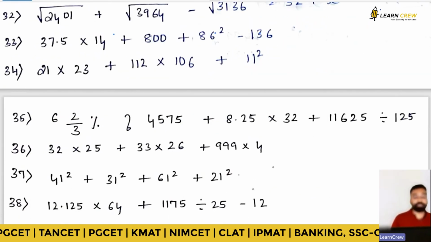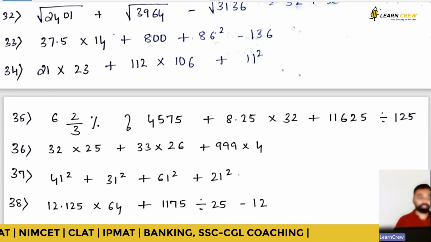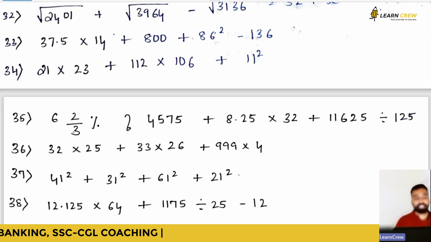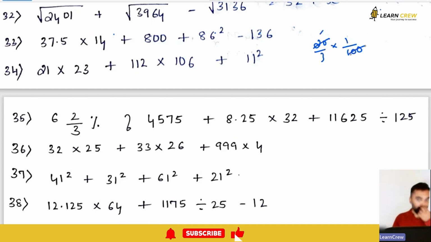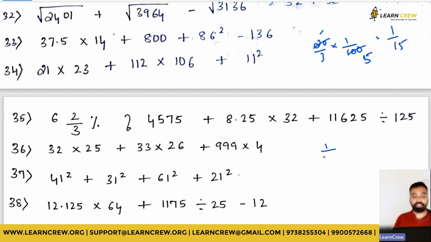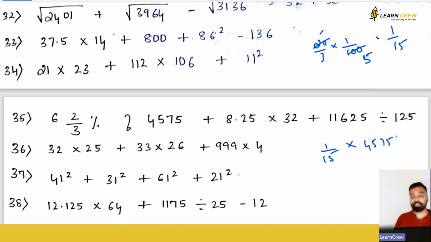Okay, 6 2 by 3%. What is it? 20 by 3. So it is going to be 6 into 3, 18, plus 2. 20 by 3%, right? That is nothing but 1 divided by 100, that is nothing but 1 by 15. That's nothing but 1 by 15 into 4575. Put down, answer is 662.